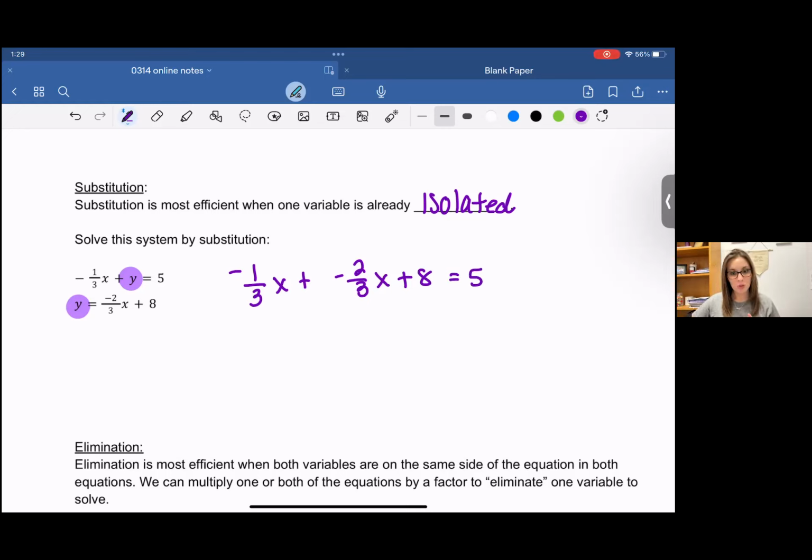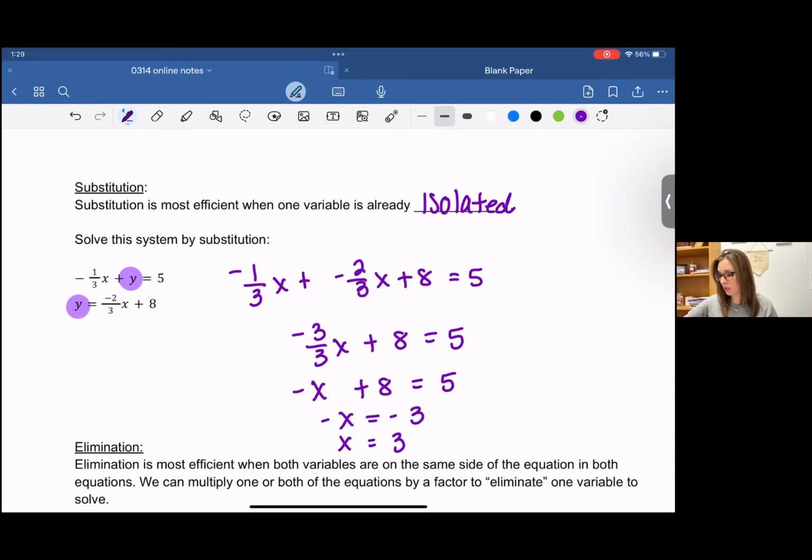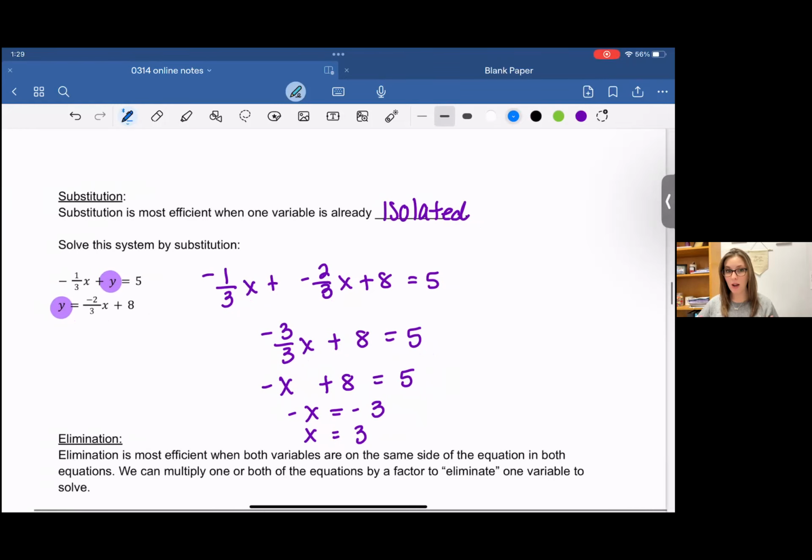And then I'm going to simplify where I can. I can add these like terms. I'm going to reduce that. I'm going to isolate x by subtracting 8, divide by -1, and I get 3. But my answer should be a point. I only have the x coordinate. So now I need to use the x coordinate to find the y value.